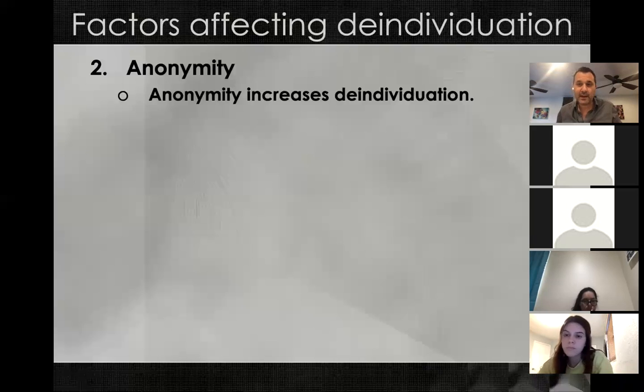Part of the reason for that is because when people feel anonymous because they're in this online format, that removes these constraints against deviant behavior. People become de-individuated and they start behaving more aggressively.